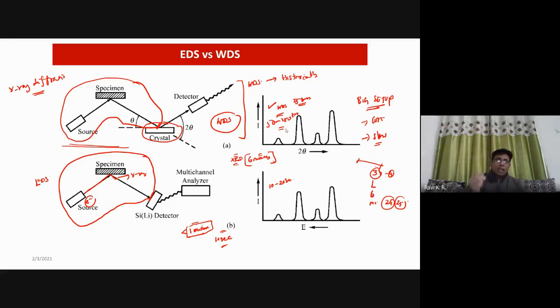But the thing is, getting first-hand qualitative information is very easy in EDS. That is the reason why you have so many EDS. Maybe in India itself, there could be close to a lakh equipment with an EDS setup. WDS, hardly you can number it. Maybe around 10 to 20 machines are there in India. Hardly. Only that many systems have a WDS setup. So that is the difference.